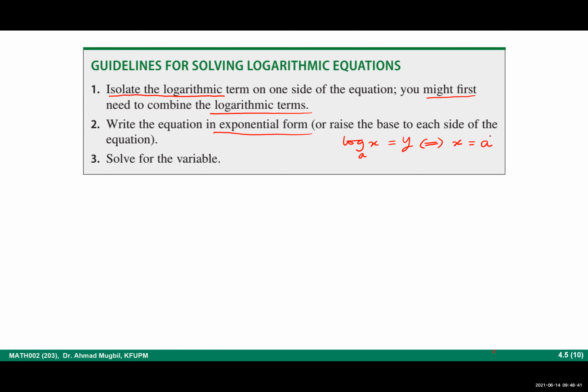A to the power y. This is the exponential form. Okay? Of course, this is one way. The other way is to raise the base to the side of the equation.